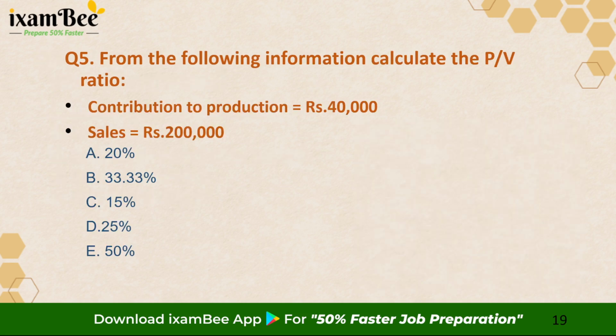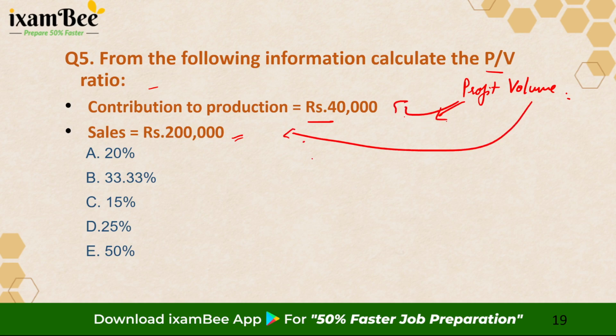Next question, this is one of the simplest types of numericals that you can expect from costing in the exam. From the following information, calculate the PV ratio, where you have been given the production, contribution for the production and the sales amount. PV ratio stands for profit volume, right? Here profit is represented by your contribution and volume is represented by your sales.